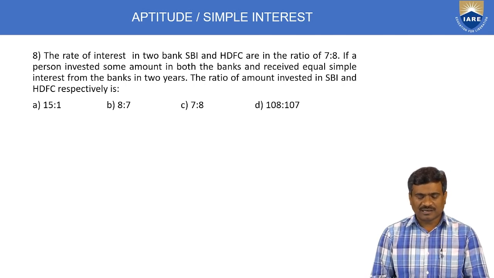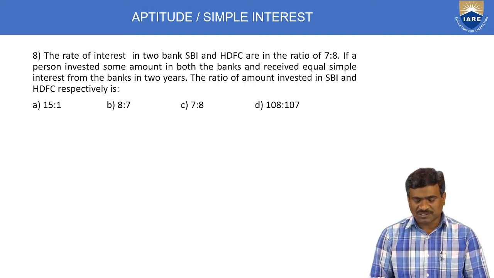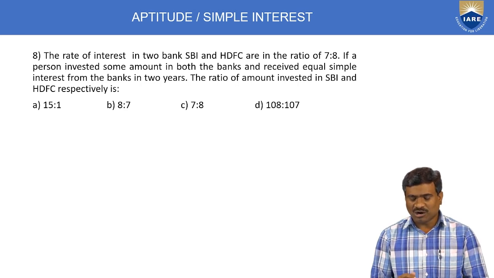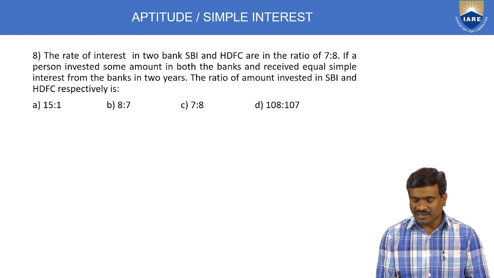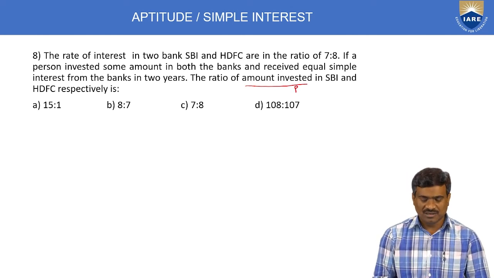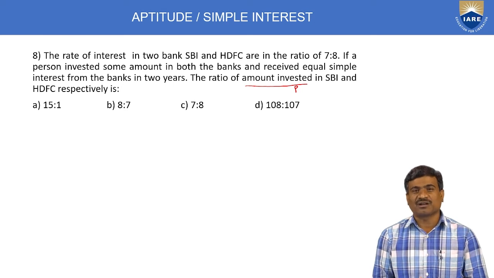The rates of interest in two banks, State Bank of India and HDFC, are in the ratio of 7:5. If a person invested some amount in both the banks and received equal simple interest from the banks in 2 years, what is the ratio of amount invested in SBI and HDFC respectively? Here amount invested means principal amount, not amount. Options: A 15:1, B 8:7, C 7:8, D 108:107.